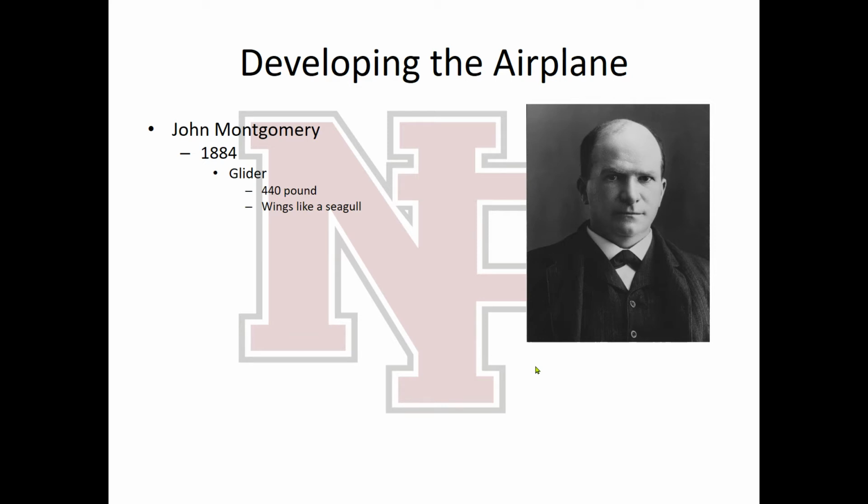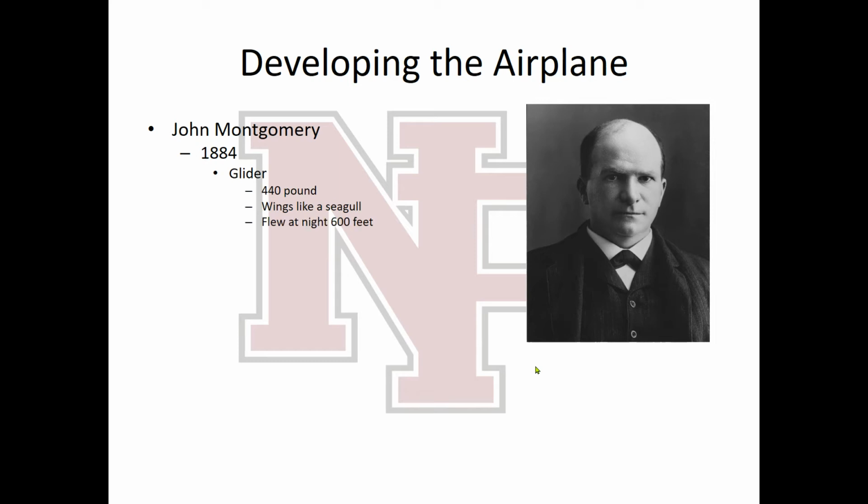Okay, they were seagull shaped. If you take a look, anytime you drive up to the high school in the fall of the year, you see all these seagulls sitting around the parking lot up there. If you ever see a seagull, take a look at their wings. They have a very unique shape to their wings. So his wings were very much like that of a seagull.